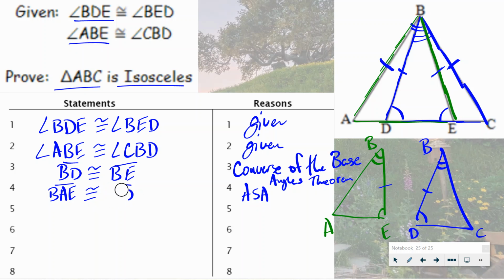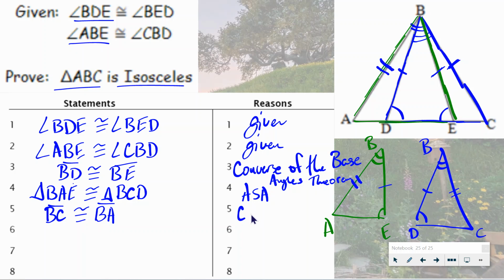Oops, those are not lines, those are triangles. Sorry, I wasn't thinking there. That is triangle BAE. Those must be congruent. And if those are congruent, this side AB, which now I'm going to mark with 2, and this side BC, must also be congruent because they are corresponding parts. They're corresponding parts in congruent triangles, so they are congruent.